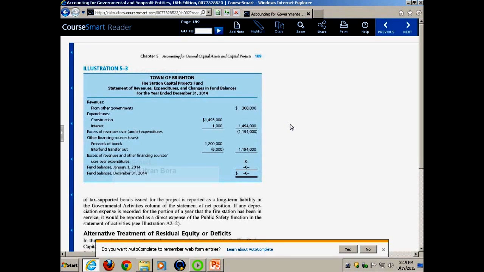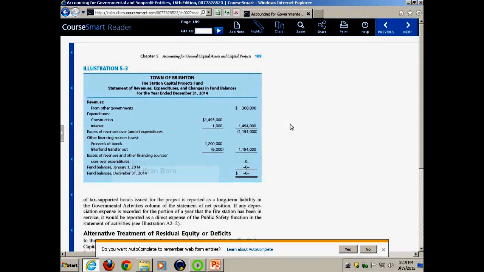Construction is separated from interest. Other financing sources, look at how they use it. Proceeds of bond, inter-fund transfer out, and this is how a statement of revenue, expenditures, and changes in fund balance looks like for a capital project fund. Revenues from other governments, do they have to pay it back? No, these are what? Contributions or what? Grants, right? Whatever it might be. This is what you spend, and these are other financing sources.